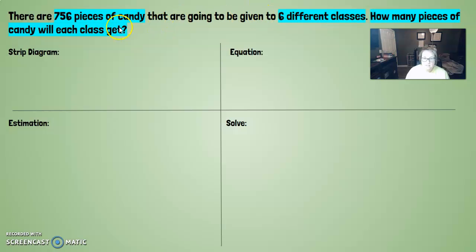So I'm going to use this information that's highlighted to create my strip diagram. So let's think about it. Do I know my total?